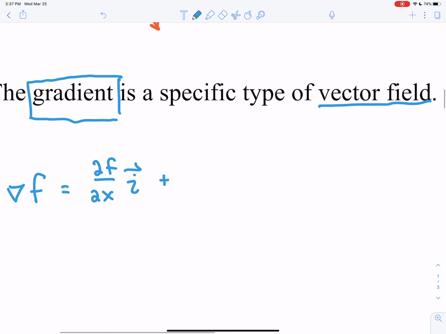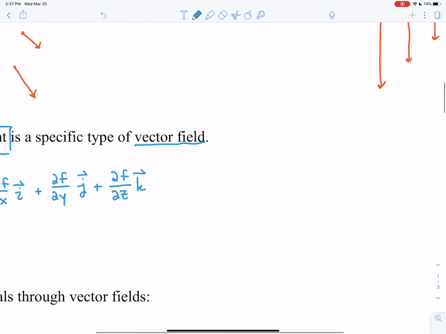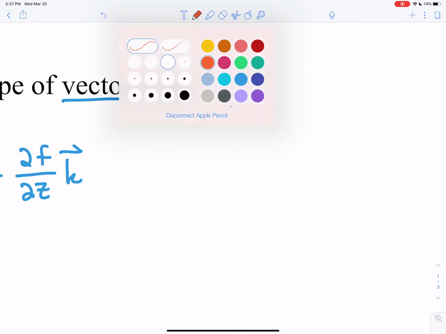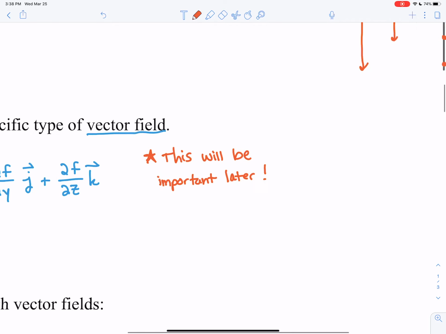Plus the y partial derivative in the j direction and the z partial derivative in the k direction. So the gradient is a vector field. This will be important in the next chapter, so let me make a note of that. It will be important later. It's important now too, but it will also be important later. I'll put an exclamation point there and a star.